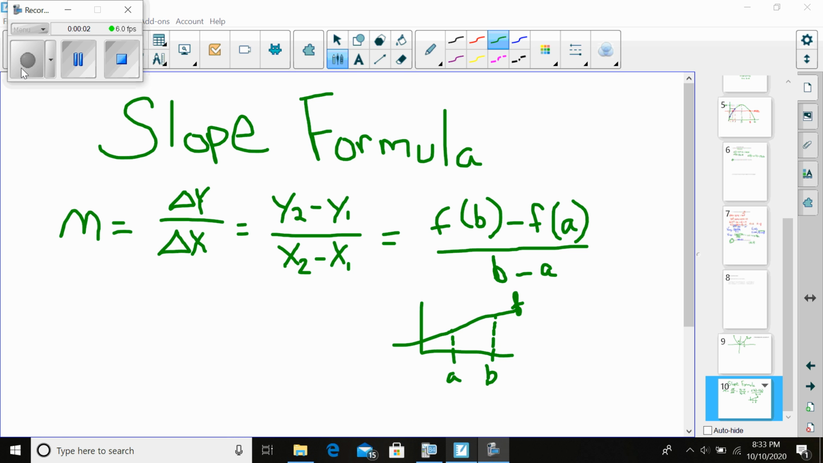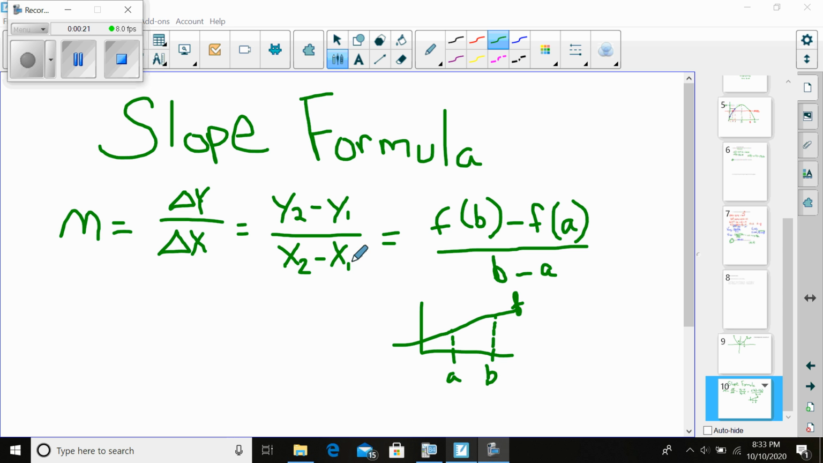So let's do a little review of the slope formula. In high school, you spent tons of time finding the slope of linear functions, right? That's because the defining characteristic of a linear function is that the slope is constant. All right, so here's the slope formula.